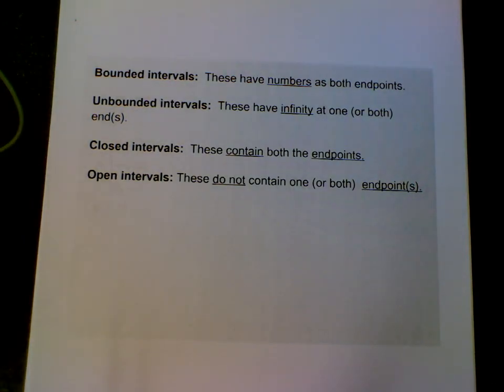A little bit of vocabulary before we start. A bounded interval has numbers at both endpoints, so it doesn't use an infinity at all. An unbounded interval has an infinity at one or both endpoints, so negative infinity on the left or positive infinity on the right. A closed interval contains both endpoints, so it has brackets on both ends, and an open interval doesn't contain at least one of those endpoints.